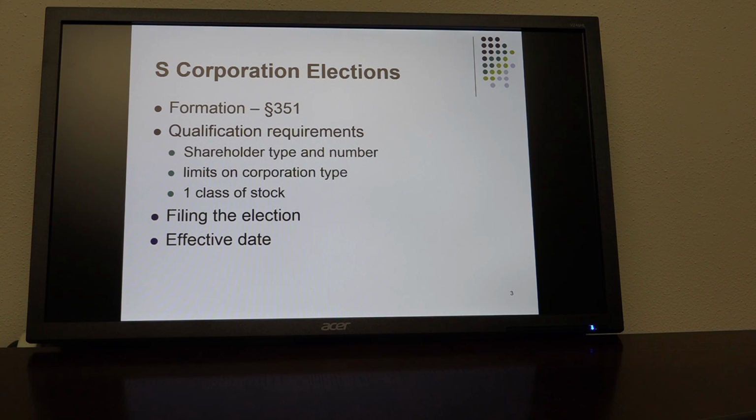On top of that, a big limitation for a lot of corporations is the maximum number of shareholders that an S Corp can have. It's 100 shareholders is the maximum number of shareholders. And so that prevents such things as publicly held companies from being S Corps.